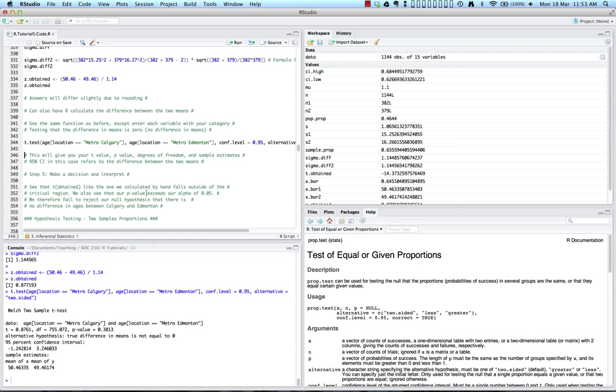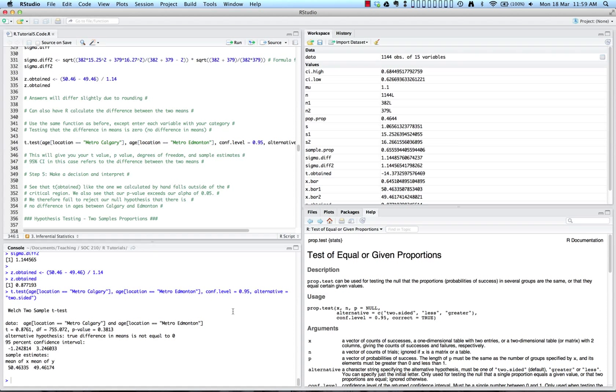And we see that our t obtained, like the one that we calculated by hand, falls outside of the critical region. We also see that our p-value exceeds our alpha of 0.05. We therefore fail to reject our null hypothesis that there is no difference in ages between Calgary and Edmonton. And this is a situation where we have a slightly larger sample size, so that small difference is going to equate to a significant difference between Calgary and Edmonton in terms of age.